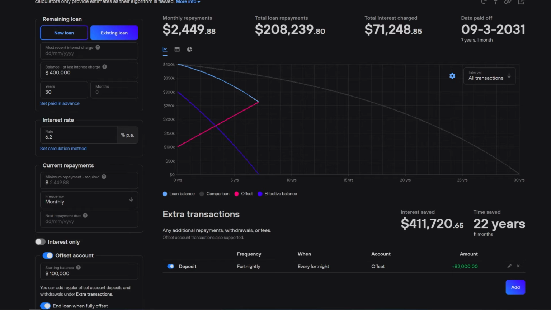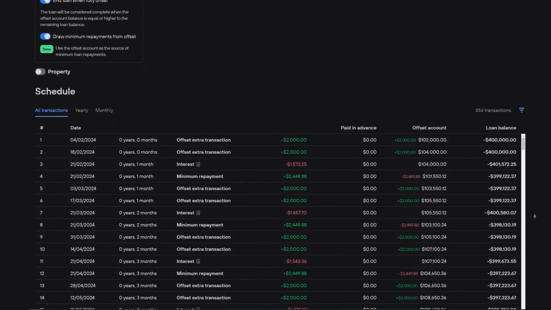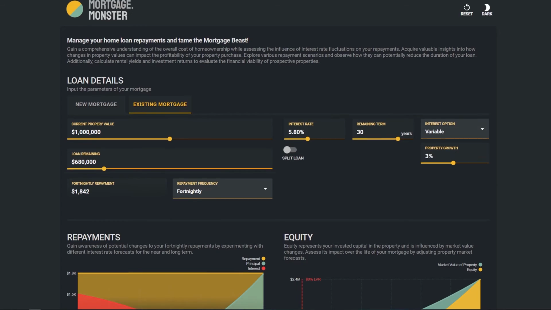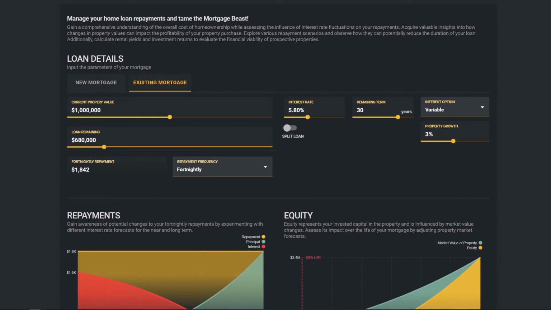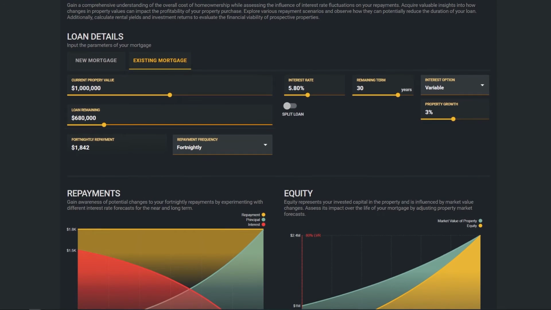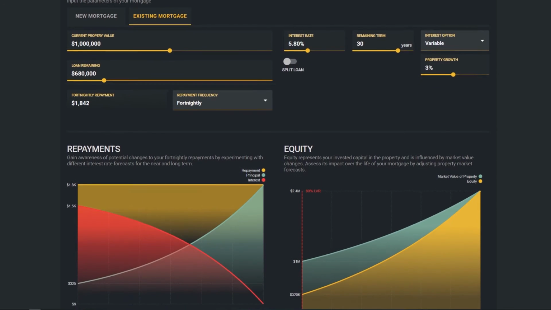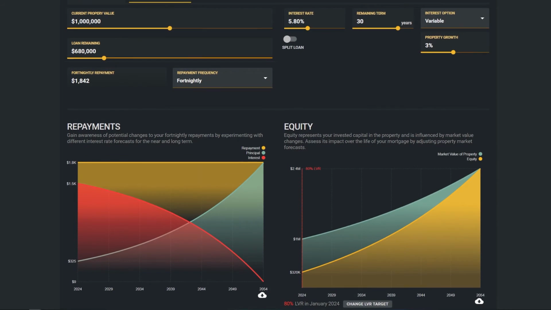I genuinely appreciate the flexibility to adjust the data for additional repayments, which is a fantastic feature, and the schedule mapping is great too. However, unlike the Mortgage Monster tool, this calculator lacks the capability to visualize the changes in interest rates over the loan's duration. As far as I can see anyway.